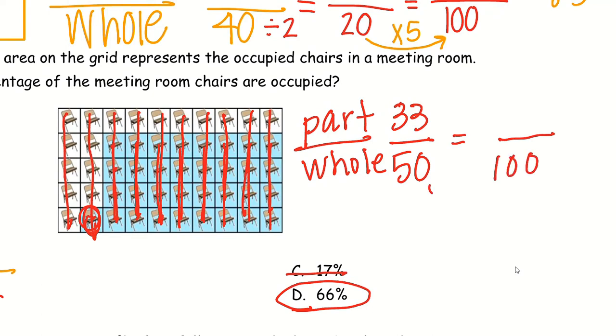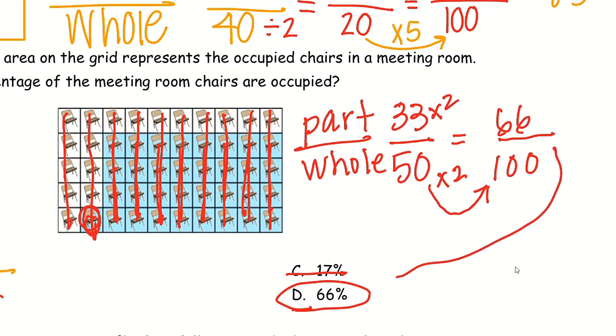We can go. How do we go from 50 to 100? Times 2. And 33 times 100 is 66. 66 over 100 is 66%.